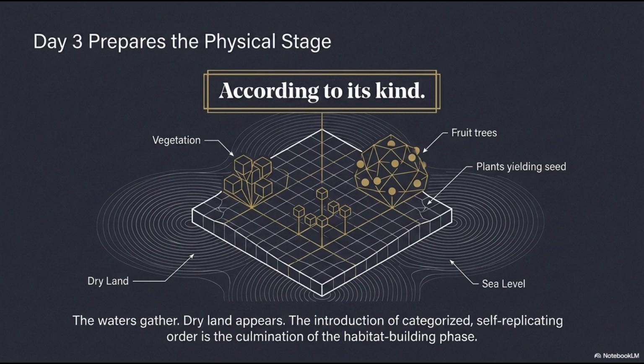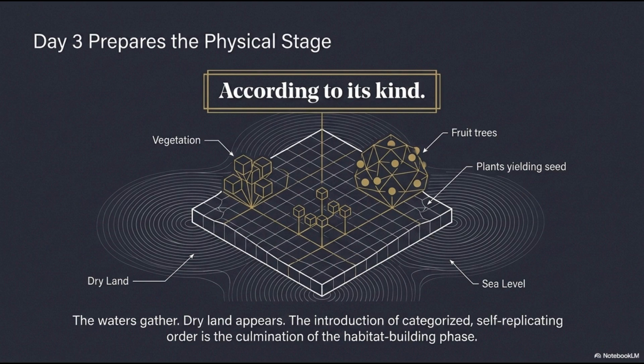It really is. The emergence of vegetation on day 3 is the culmination of the habitat building phase. But the system still needs a governing mechanism, which brings us to day 4. Or the celestial bodies. Exactly. God makes the greater light to rule the day, the lesser light to rule the night, and the stars. And the text assigns them a highly specific job description. What's their job? They are explicitly for signs and for seasons and for days and years, and to separate light from darkness.